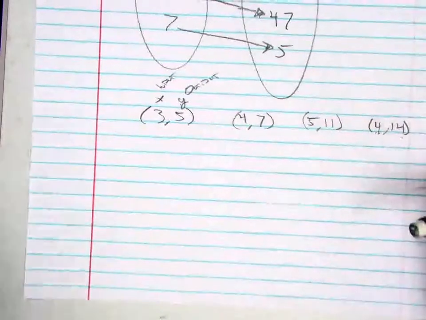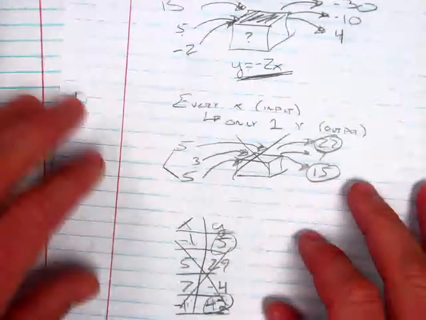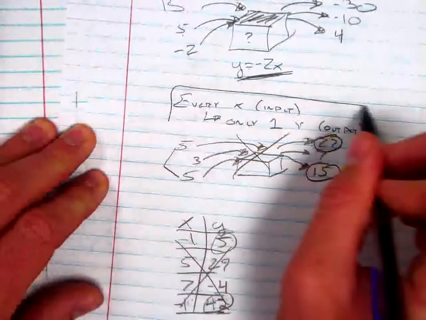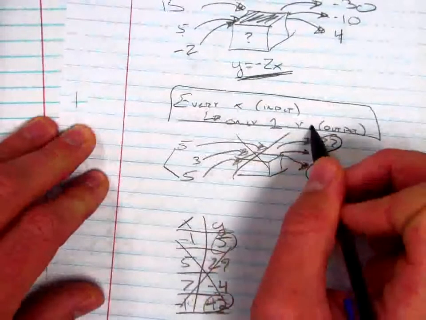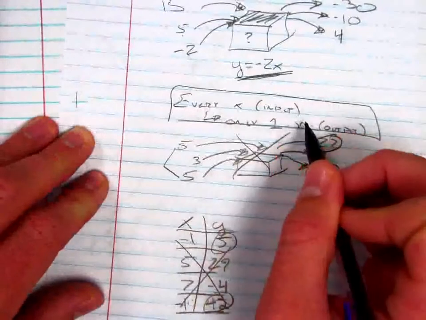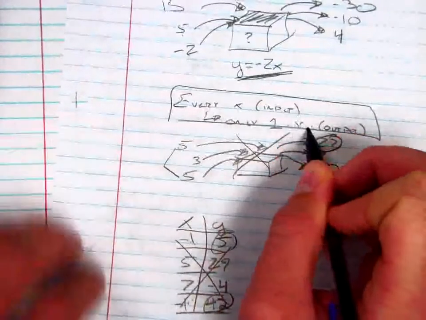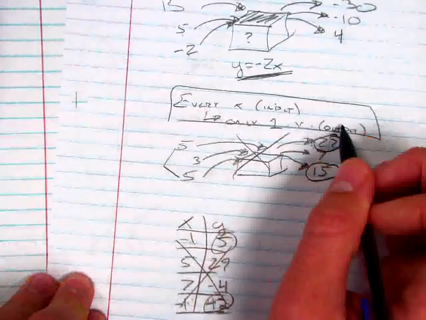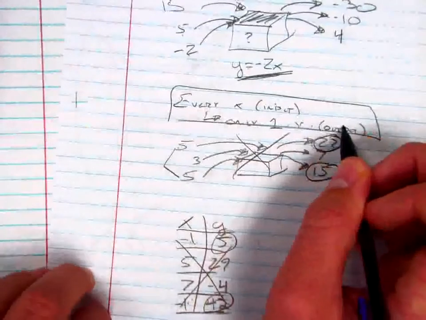I know I've thrown a lot at you, but here's the main idea from this video. Every x value has only one y value. Every independent variable has only one dependent variable that goes with it. And every input has only one output.